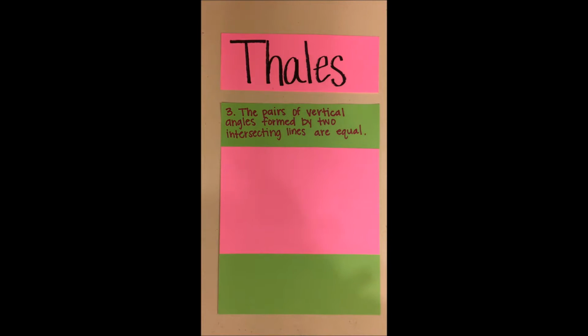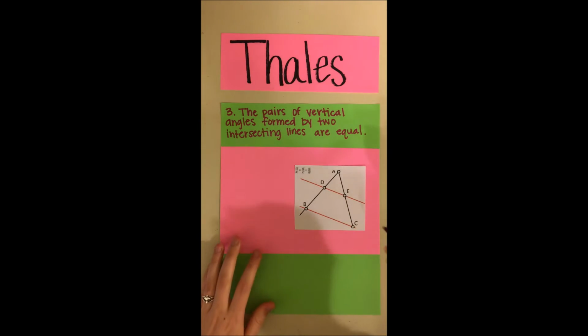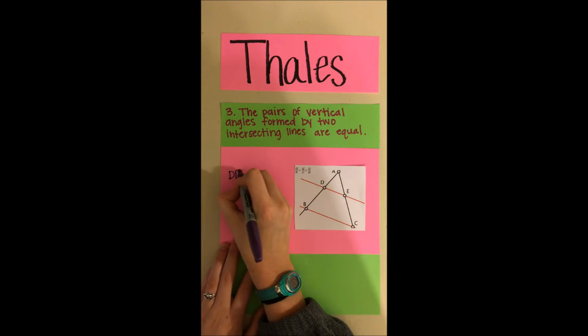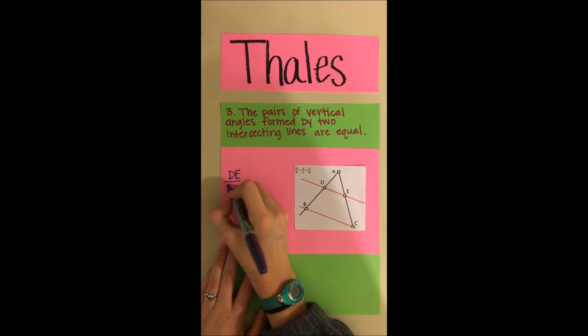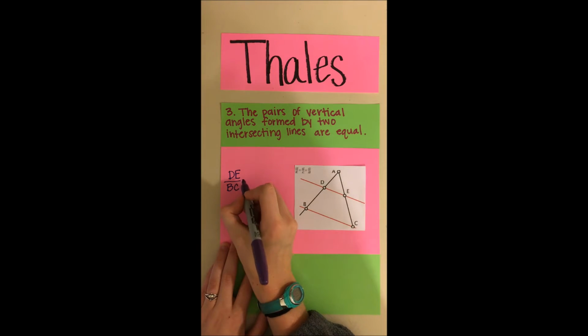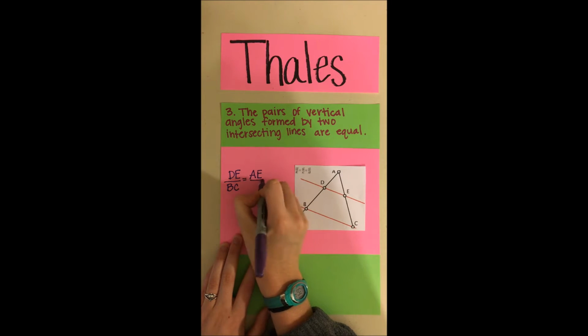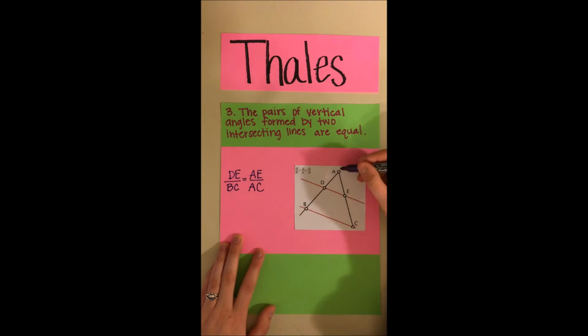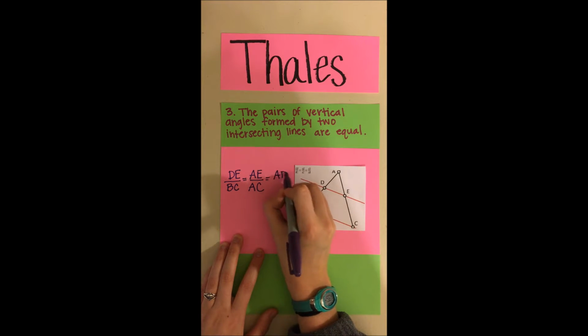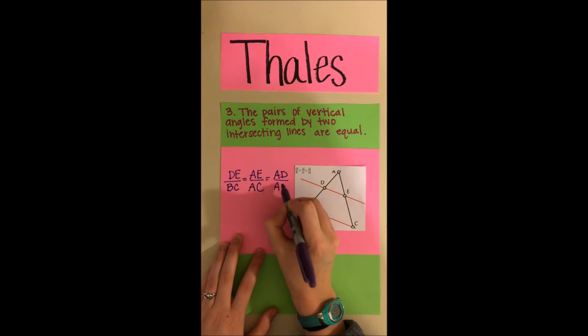The next theory we're going to talk about is the pairs of vertical angles formed by 2 intersecting lines are equal. So this theorem is known as the intercept theorem, and it's known as the Thales theorem. It's an important theorem in elementary geometry about the ratios of various line segments that are created if 2 intersecting lines are intersected by a pair of parallels, and that is shown by this figure right here. So with that being said, it is going to demonstrate, and I'll write this a little bigger, that DE, which is right here, is proportionate to BC, then AE, right here, is proportionate to AC, and AD, right here, is proportionate to AB.